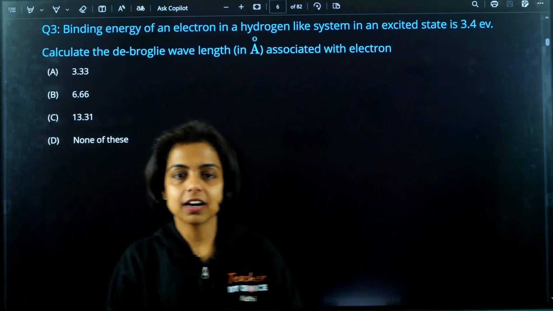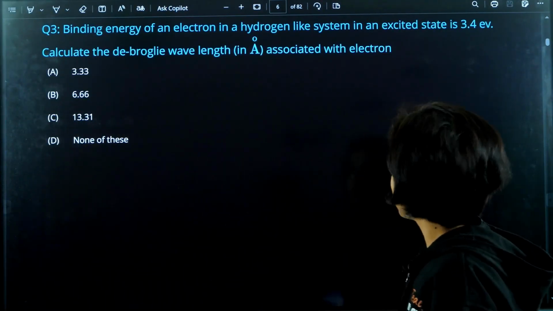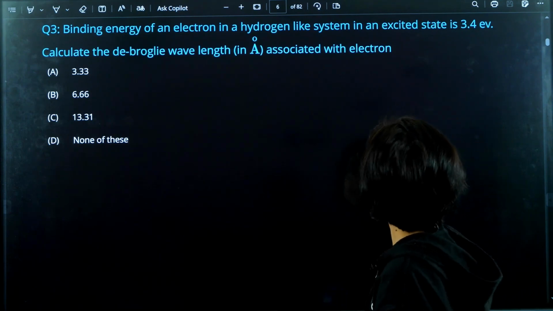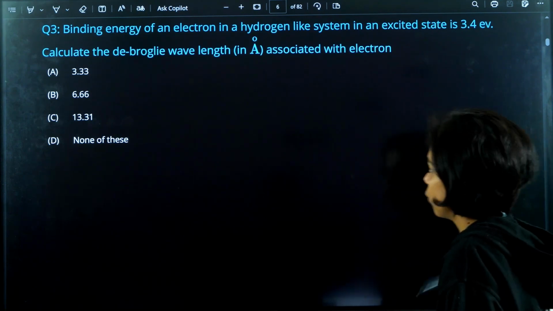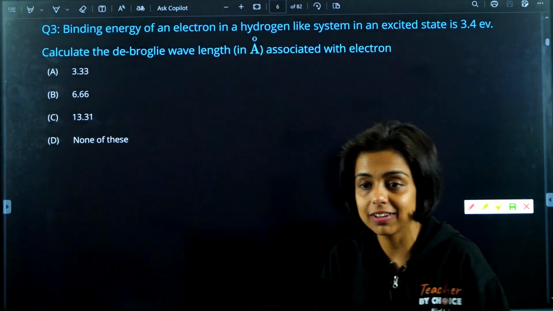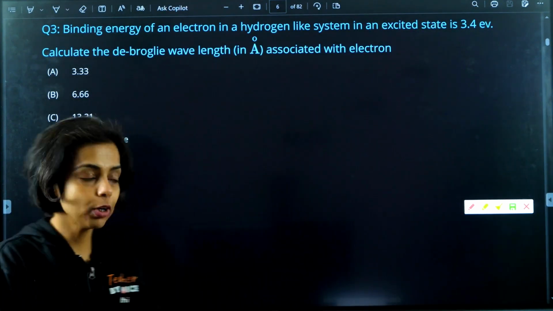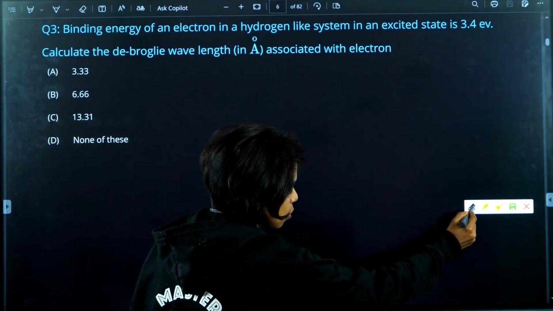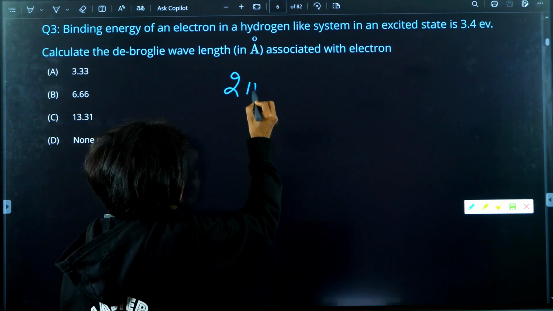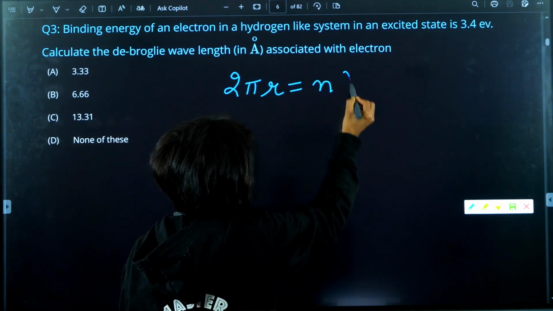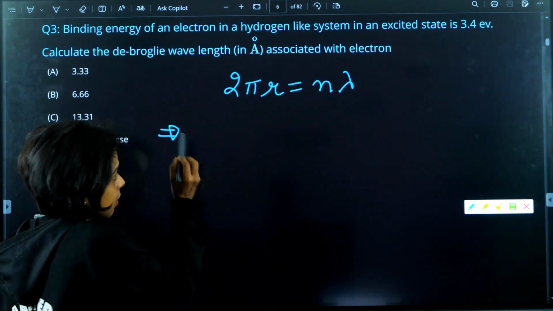So guys, now let us start with question number 3. Binding energy of an electron in a hydrogen-like system in an excited state is 3.4 electron volt. Calculate the de Broglie wavelength associated with the electron. So I'm going to use the formula 2 pi r is equal to n lambda. That is de Broglie's formula. 2 pi r is equal to n lambda, right? So we are supposed to calculate lambda.